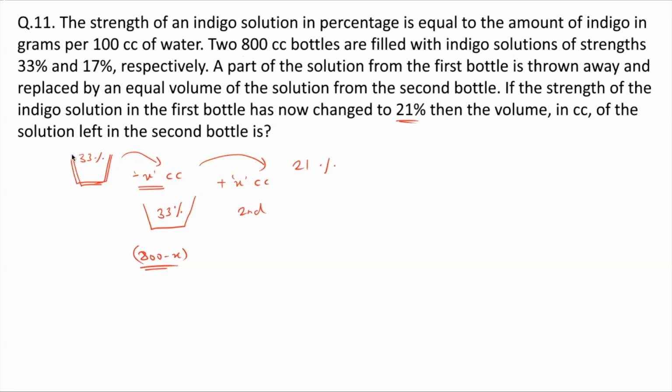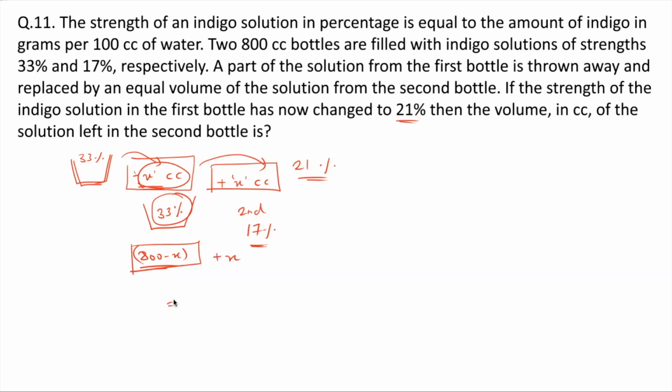All right. So if you remove x cubic centimeters from the first solution, what remains is 800 minus x, and in that 800 minus x cubic centimeters, the percentage of indigo is still 33%. To this, you're adding the second solution, which is 17% indigo, giving you overall 21%. Since you have removed an equal amount of the first solution and added an equal amount of the second solution, the total solution is still 800 cubic centimeters, right? So from 800 cubic centimeters, you remove x and you add x cubic centimeters of the second solution. The overall solution is still 800 cubic centimeters.